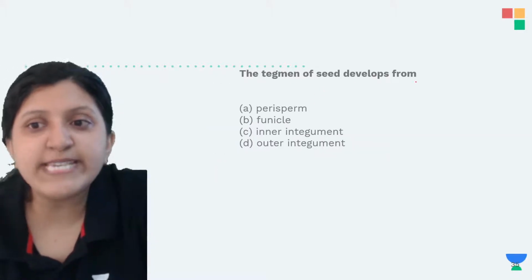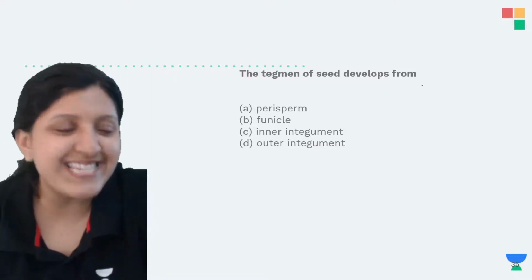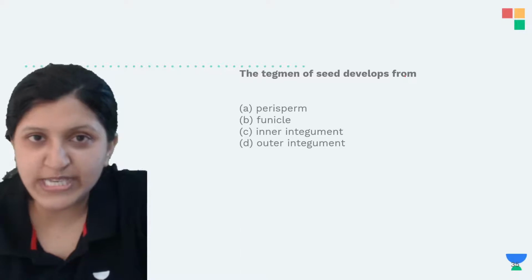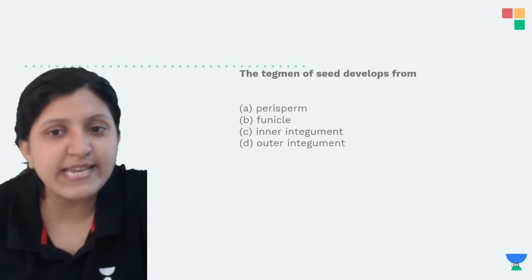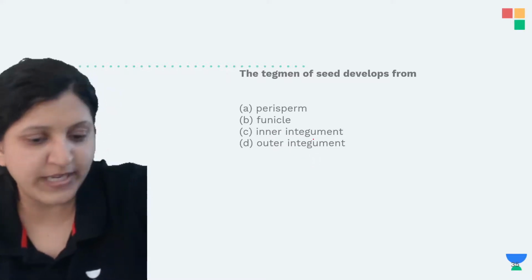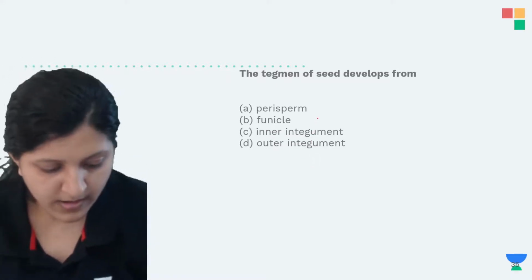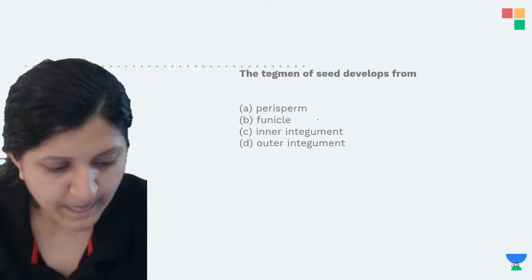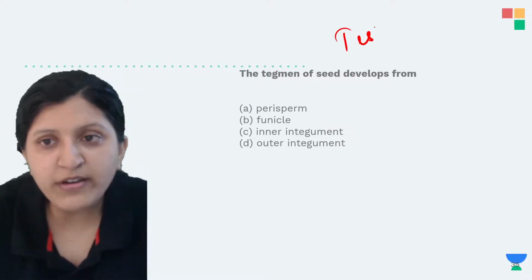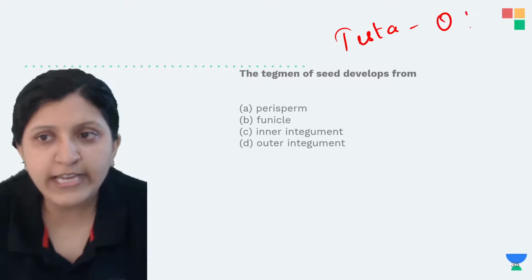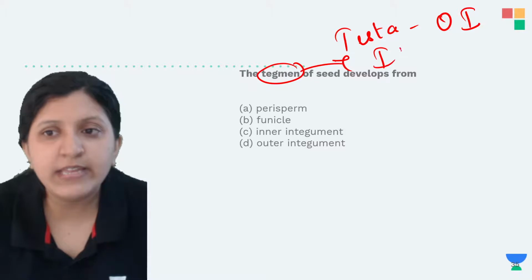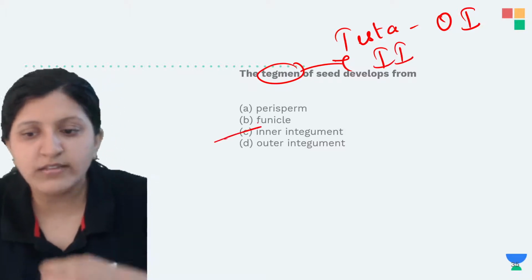Now, the tegmen of the seed develops from which structure? There is a testa and a tegmen, as I told you. So how does the tegmen develop: from perisperm, funicle, inner integument, or outer integument? Any idea on this one? The testa is from the outer integument, and the tegmen development is from the inner integument. So this is the answer for this one.